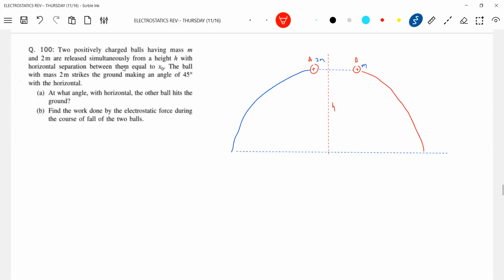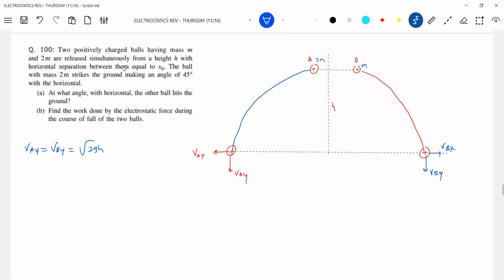Okay, get into the problem now. So when the ball comes here, it will strike the ground. So this is VAX, VAY. This will be VBX. Both will descend the same height. So VAY should be equal to VBY, which is equal to root 2GH.